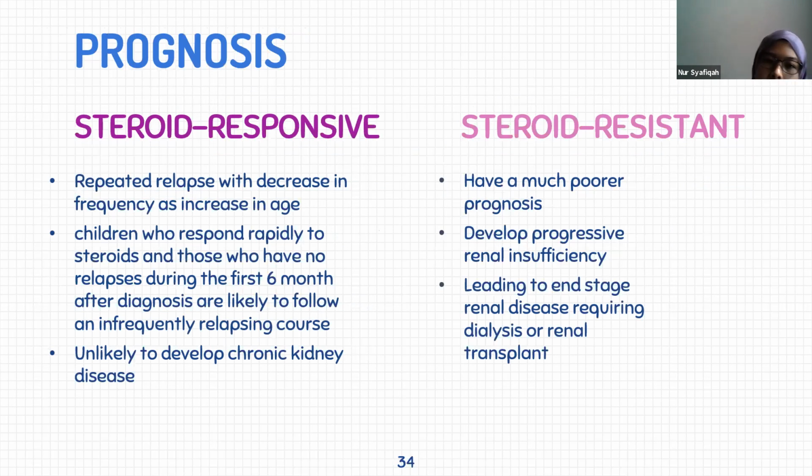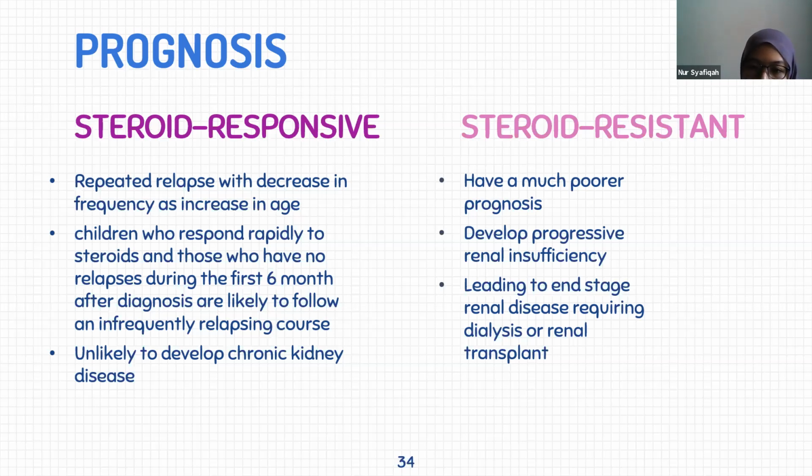Okay, next is prognosis. I divided prognosis into two, which is steroid responsive and steroid resistant. For steroid responsive, there's repeated relapse with decrease in frequency as they increase in age. Children who respond rapidly to steroid and those who have no relapse during the first 6 months are likely to have a better prognosis. And the steroid responsive child is unlikely to develop chronic kidney disease.